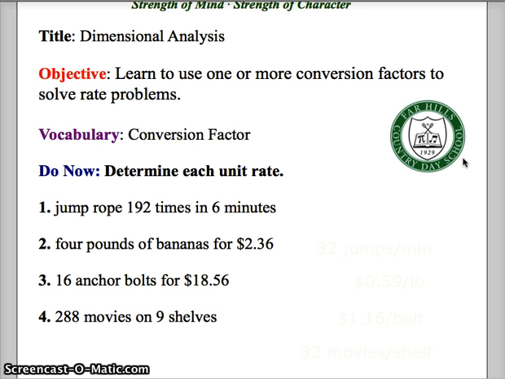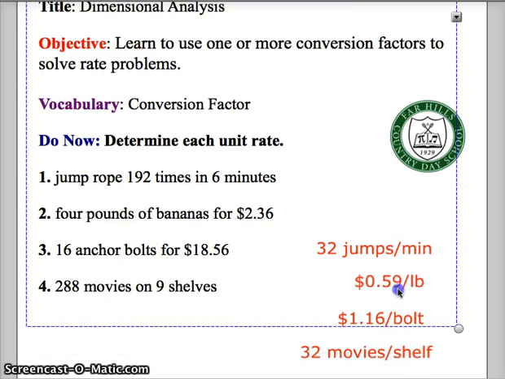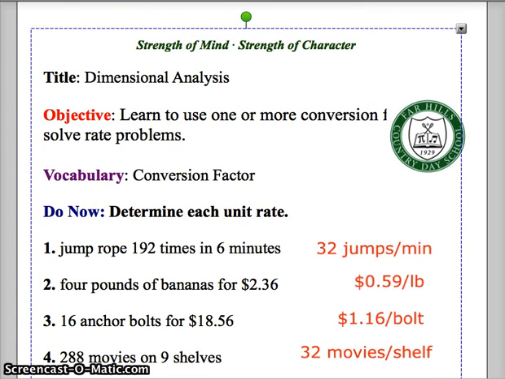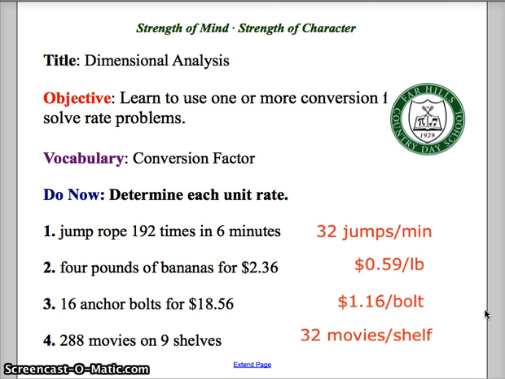Okay, welcome back. Since you've completed the four, let's check your answers. That's right. We have jump rope 192 times in 6 minutes. That is 32 jumps per minute. 4 pounds of bananas for $2.36 ends up being 59 cents a pound. 16 anchor bolts for $18.56 is $1.16 per bolt. And when you have 288 movies on 9 shelves, it's about 32 movies per shelf.